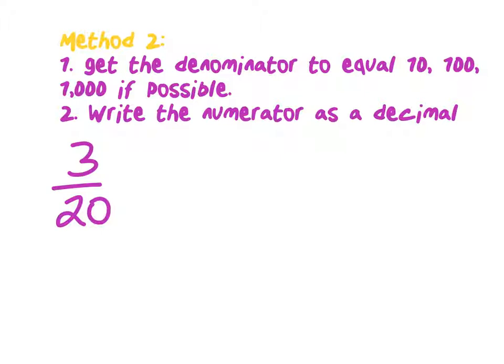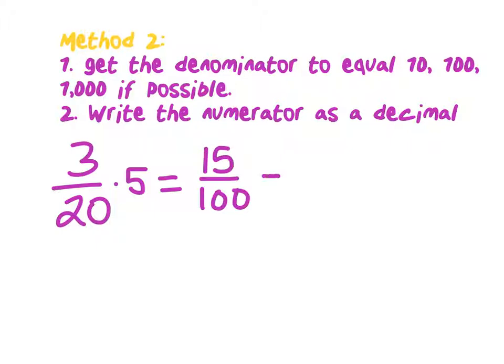And in this way, we want to get the denominator to either be 10, 100, or 1,000. I look at 20 and I see I can get that to be 100 rather easily. All I have to do is multiply by 5. So 20 times 5 gives me 100. And whatever you do on the denominator, you have to do with the numerator. So instead of doing 20 times 5 to get 100, I'm going to do 3 times 5 now. And 3 times 5 gives me 15.